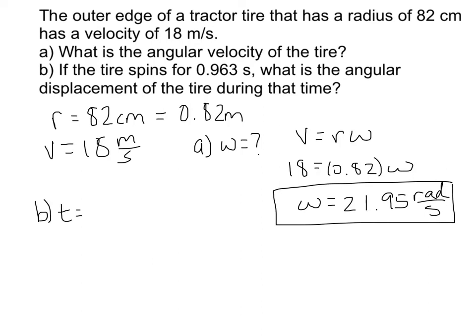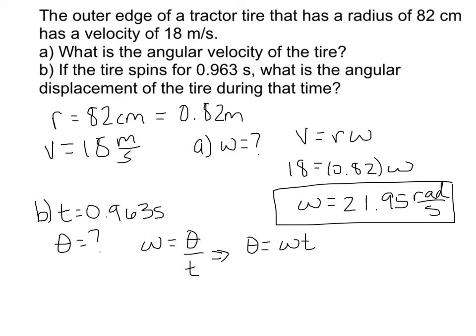Part B, you're given a time, 0.963 seconds, and you're asked to find angular displacement. That's going to be the theta version. Our formula that uses all of those things looks like this. Angular velocity, which is the omega, equals angular displacement over time. So I'm going to go ahead and rearrange that and multiply time on both sides. So we get angular displacement is equal to angular velocity times time. We're plugging in our number from part A for angular velocity, and then the 0.963 seconds that you were given for the time in the problem. So 21.95 times 0.963 gives us an angular displacement of 21.1 radians.